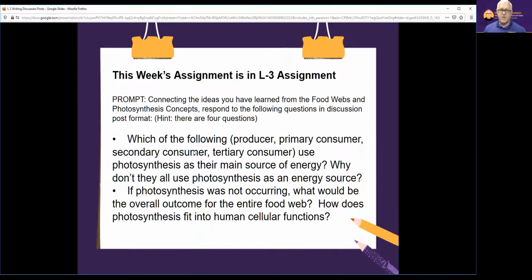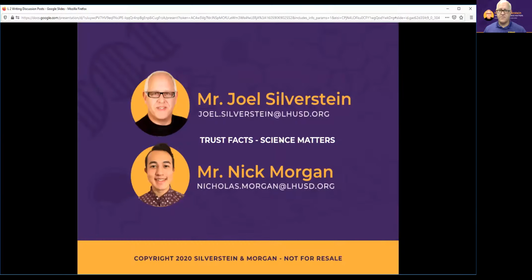Which of the following, producer, primary consumer, secondary consumer, tertiary consumer, use photosynthesis as their main source of energy? Why don't they all use photosynthesis as a source of energy? If photosynthesis was not occurring, what would be the overall outcome for the entire food web? And how does photosynthesis fit into the human cellular functions? Now there's some more instructions on your assignment, but we're going to take a look at it together.